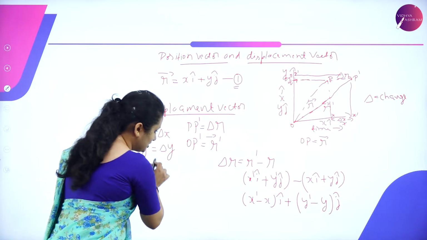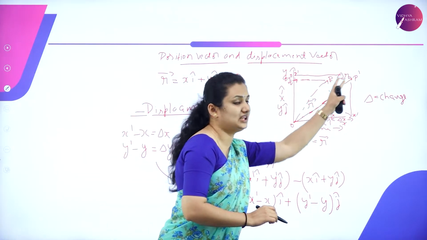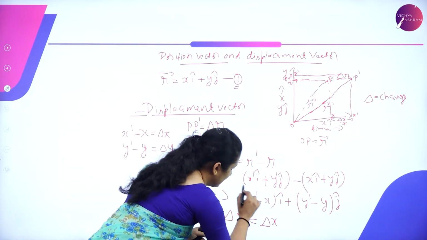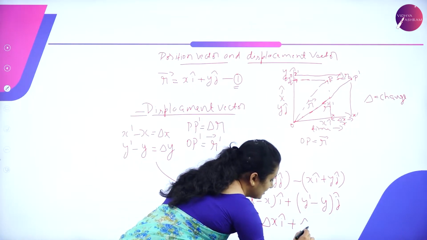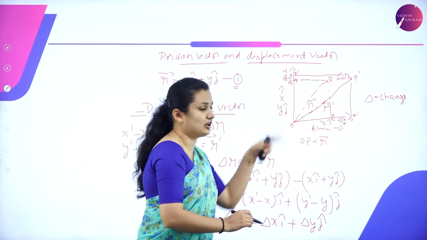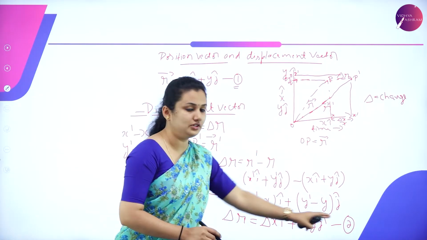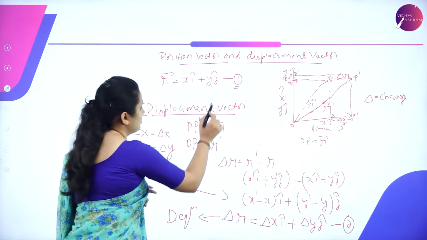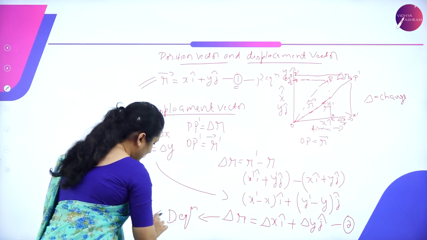Substituting here, you will get delta R, the displacement from P to P dash: delta R is equal to delta x i cap, the direction along the x axis, plus delta y, the change in the y axis, into the unit vector along the y axis. This is my equation 2. So equation 2 is the displacement equation and equation 1 is the position equation. Keep in mind equation 1 and equation 2.